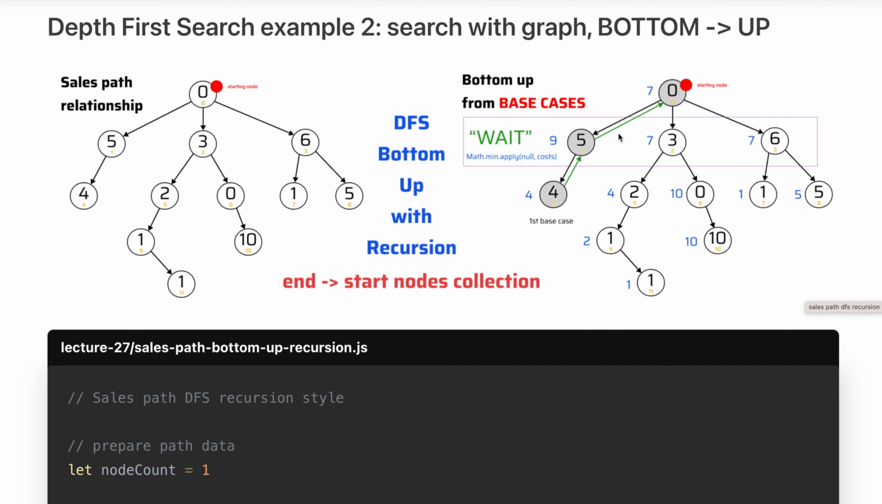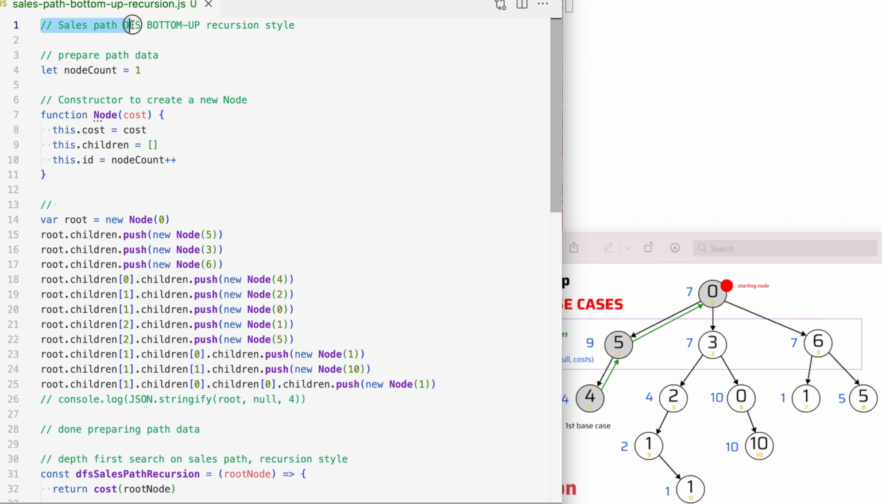And with bottom up depth first search, the node collection pattern is gonna be from end to start, which is from the base case to the root. Now let's have a look at our implementation for depth first search bottom-up, recursion style.